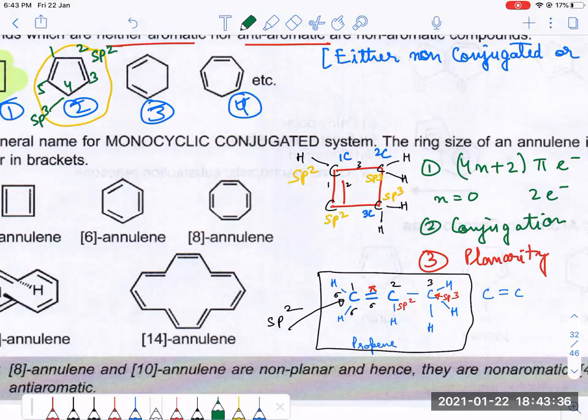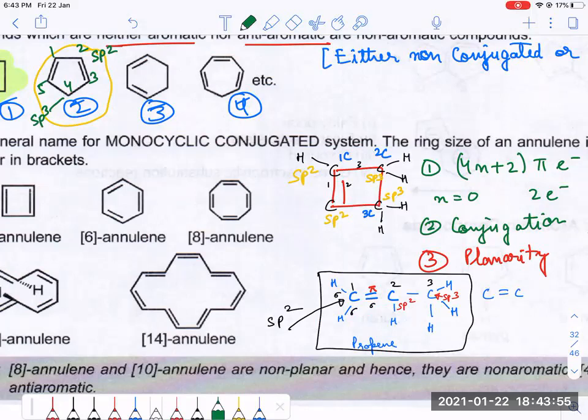So it cannot be planar for sure, because the fourth carbon is sp3. sp3 is tetrahedral, which is not at all planar. So the molecule cannot be planar. Okay, what about the other conditions? The 4n plus 2 pi rule. What about that?